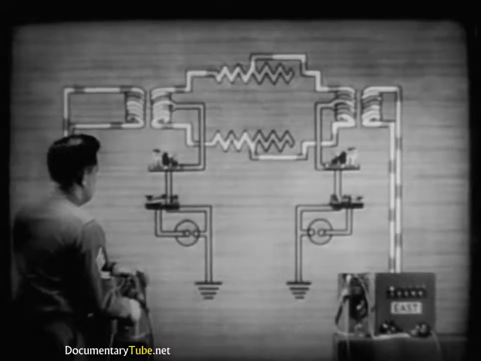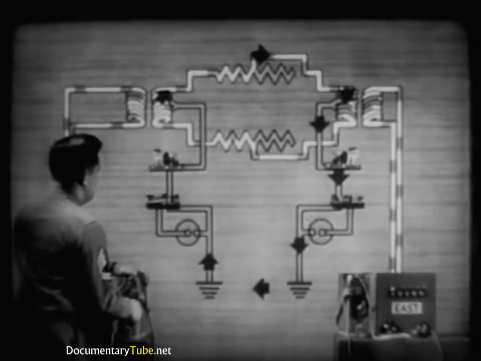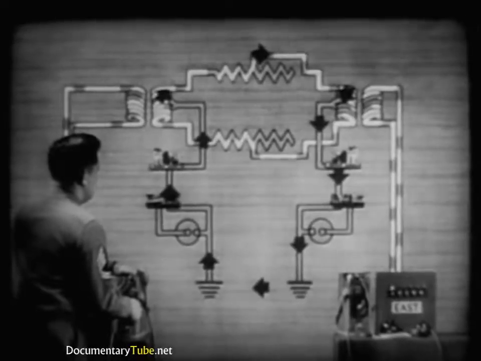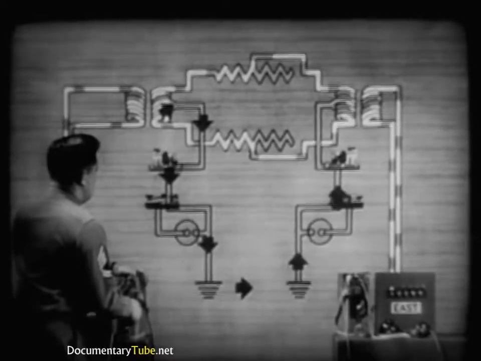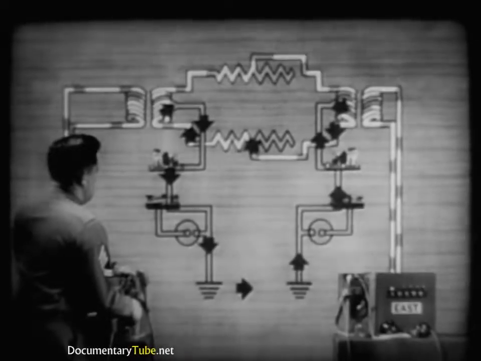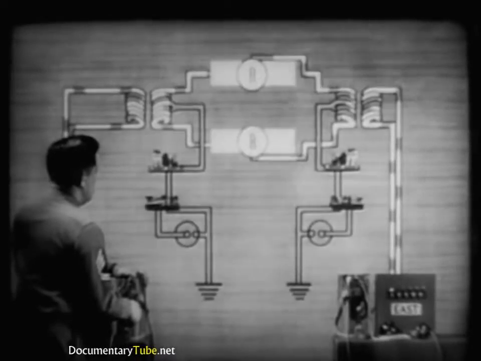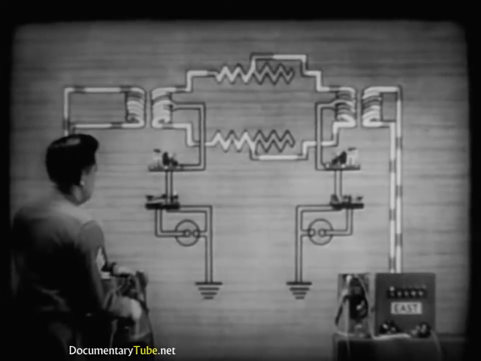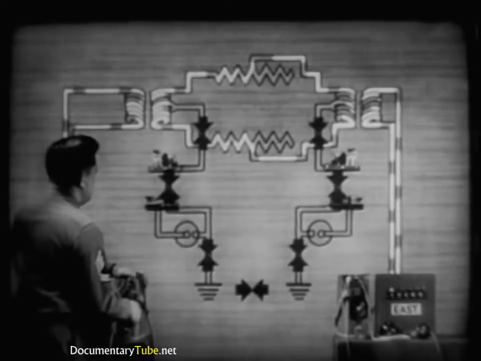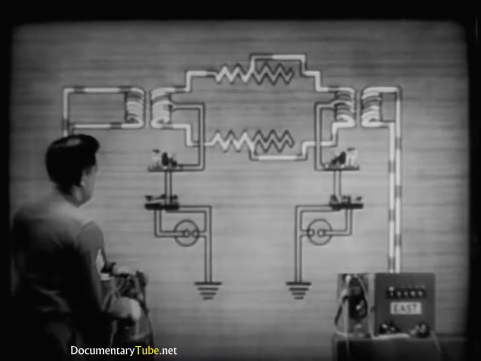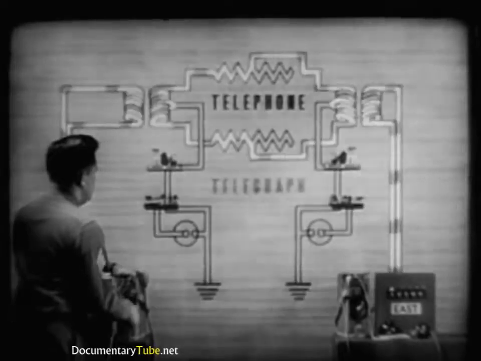The upper half of the winding is trying to send current through this path. And the lower half of the winding is trying to send current through this path. Since the resistances of the 2 line wires are equal, 2 equal currents are trying to flow in opposite directions through the telegraph sets. They buck each other and no current flows. Consequently, the telephone circuit doesn't interfere with the telegraph.